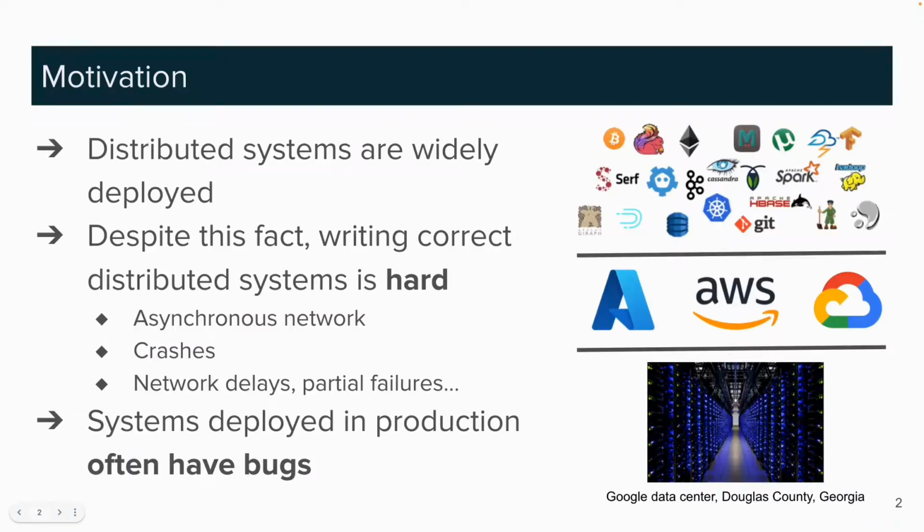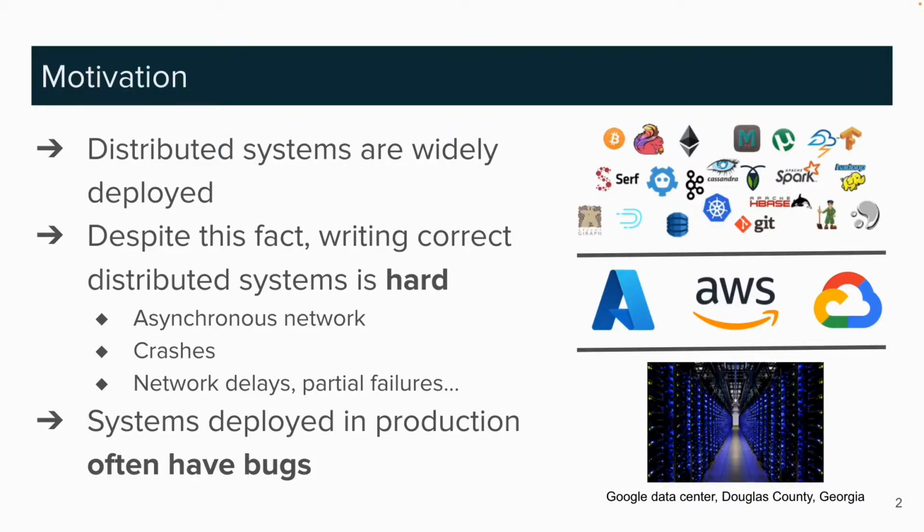Today, distributed systems are an essential part of the modern software stack. We can see them everywhere, in cloud services and in infrastructure tools. However, despite being widely used, distributed systems are hard to build correctly because they have to deal with the asynchronous network, failures, and concurrency, and these together make distributed systems so complex.